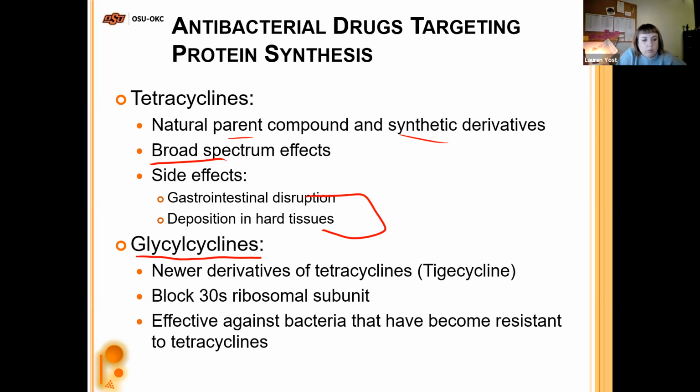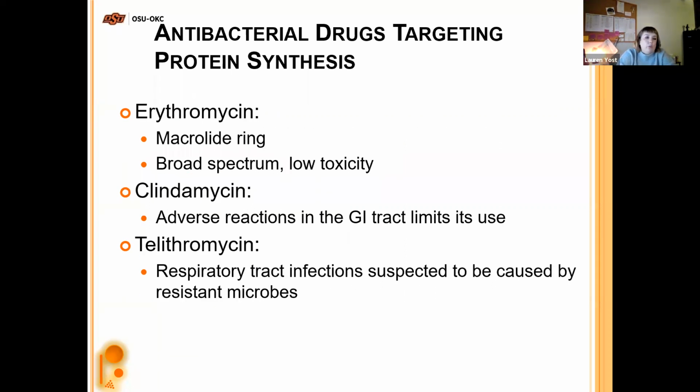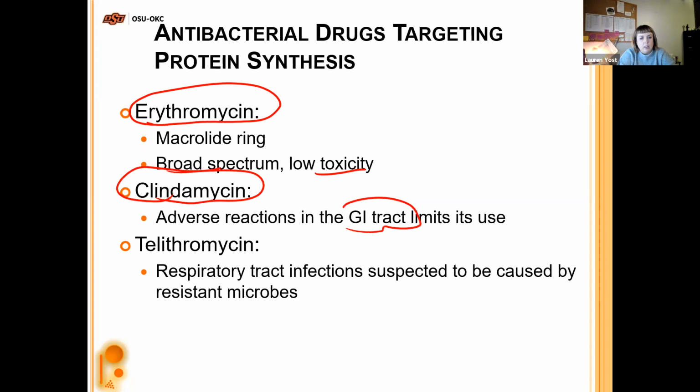Glycylcyclines are a derivative that block the ribosome subunit and are effective against things that are resistant to tetracyclines. Moving on to erythromycin. Erythromycin is a macrolide ring. That's the structure that it has. It's broad spectrum, low toxicity. And then we have clindamycin, which has adverse reactions in the GI tract. And then we have telithromycin, which we use for respiratory tract infections.